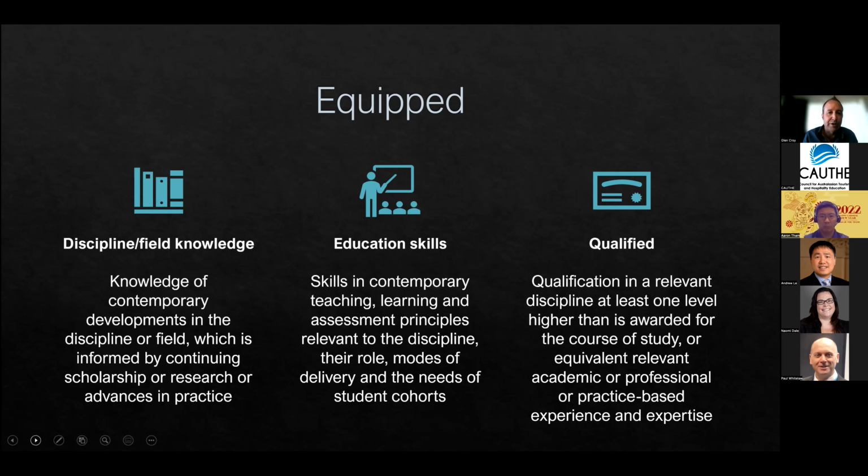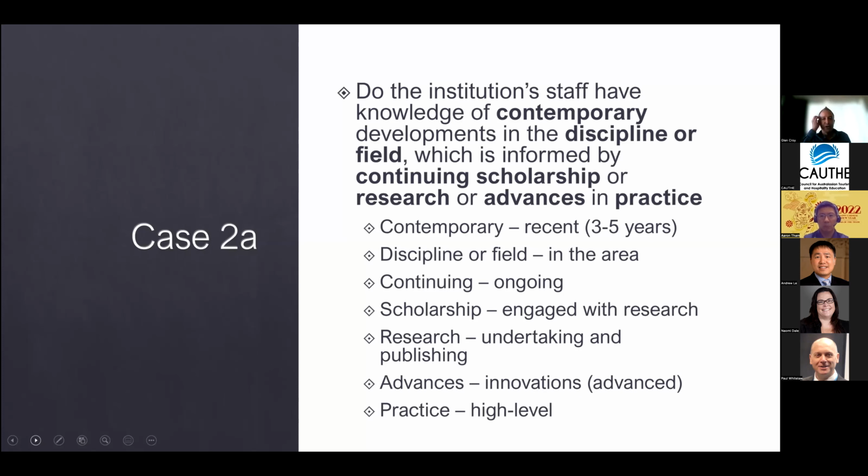So let's start off with our first case within this space. We're going to be looking at case 2A, which is on the second tab, when I send you back out to the breakout rooms. Within these, what we're looking for is: do the institution's staff have knowledge of contemporary developments in the discipline or field, which is informed by continuing scholarship or research or advances in practice?